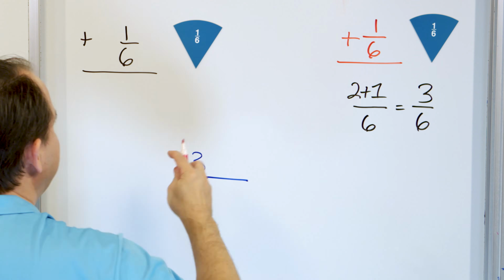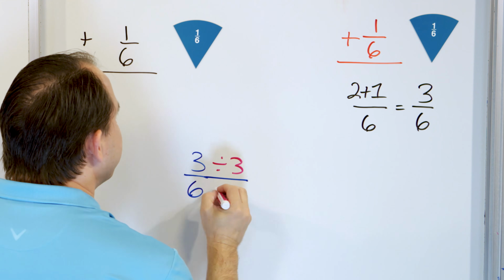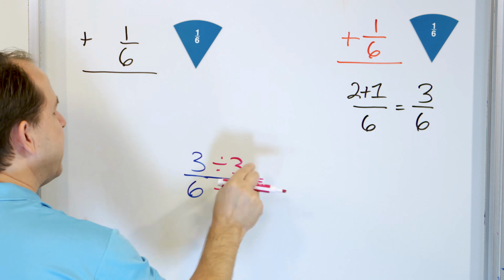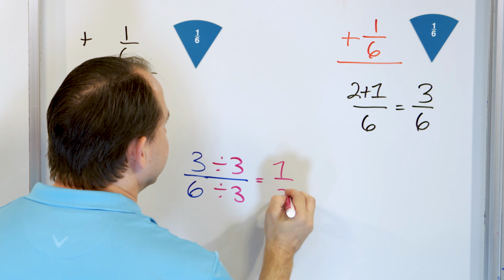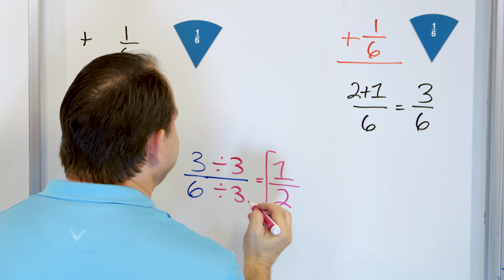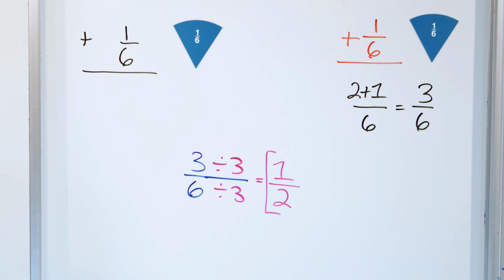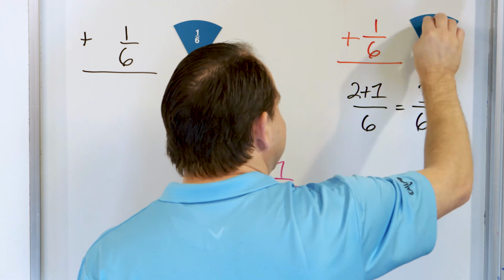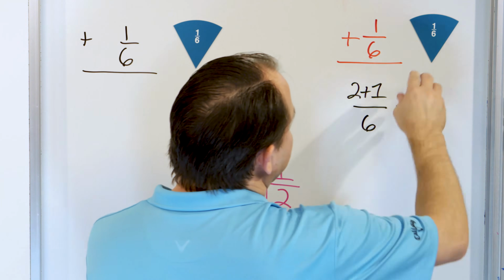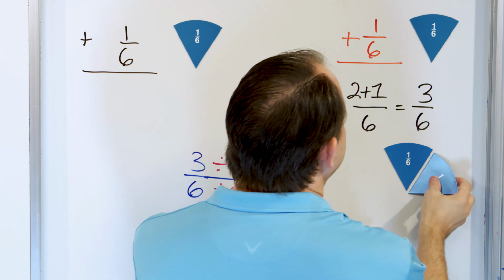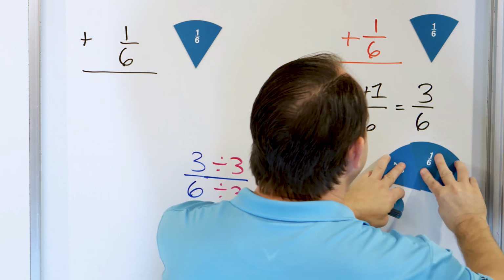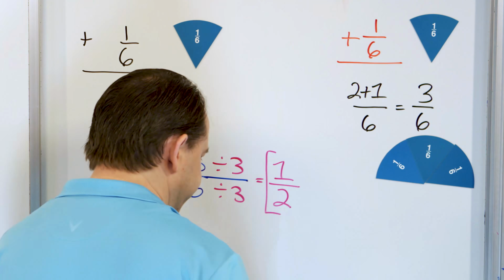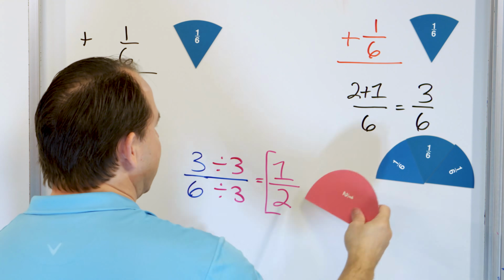I'm always looking for a way to make it simpler at the end. Divide by 3, divide by 3. 3 divided by 3 is 1, and 6 divided by 3 is 2. So what do I get? 1/2 of a pizza. So let's make sure we understand. When we add this to this, what do we get? We already kind of know because we've used the magnets, but here's the 2 from here. We're going to add one more. This is what 3/6 is actually equal to, which is exactly the same thing as 1/2.